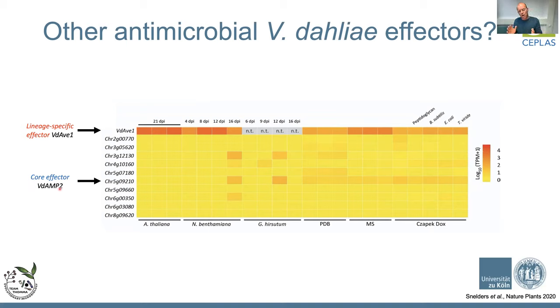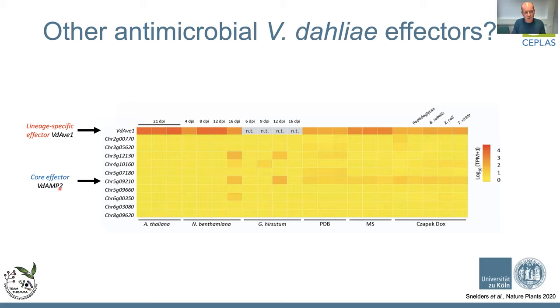Now, from the way we identified AV1, you will realize this was a lineage-specific effector because it's present in the dynamic compartment that was present in some strains and absent in other strains.